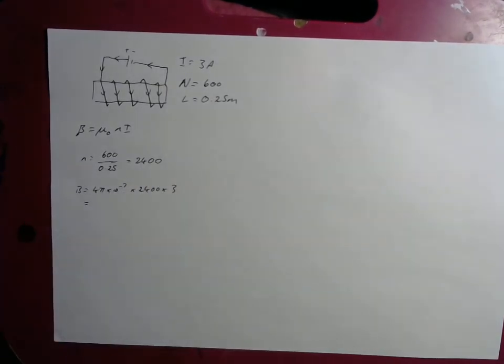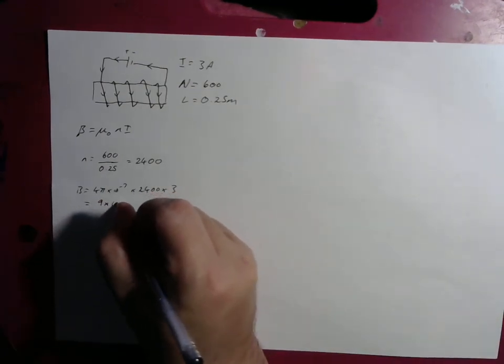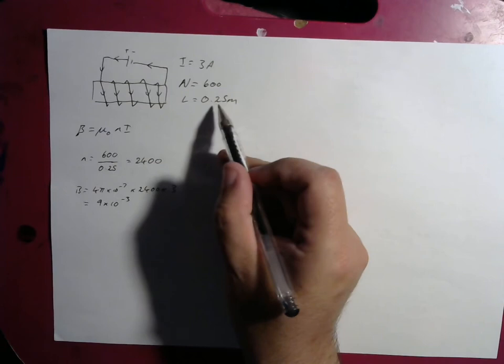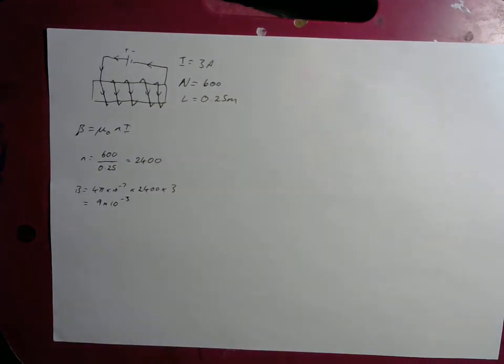Oh, I didn't get my calculator out. Which would be 4 times pi times 10 to the negative 7 times 2400 times 3 gives me 9.05 times 10 to the negative 3, but our smallest here is two significant figures, so let's just round it off to 9 times 10 to the negative 3 Tesla.